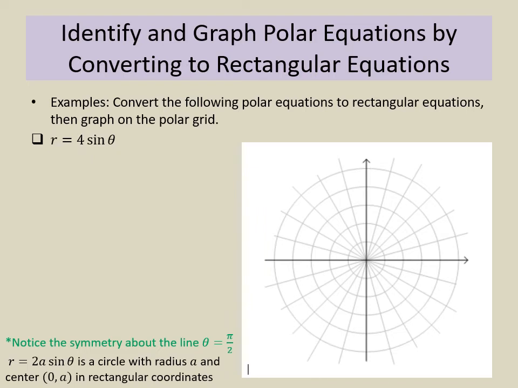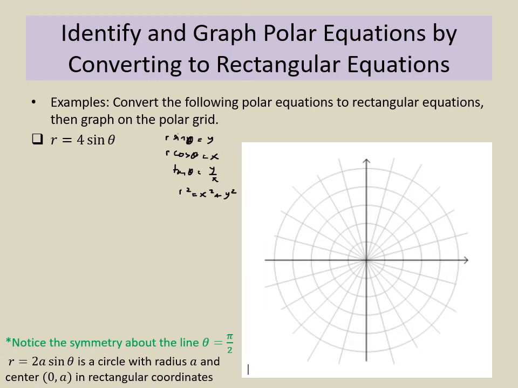How about this one? Graph this equation, r equals 4 sine of theta. Okay, first we want to convert them into x's and y's. Let's write the equations again. We know that r sine theta is y, r cosine theta is x, tangent theta is y over x, and finally r squared is x squared plus y squared.